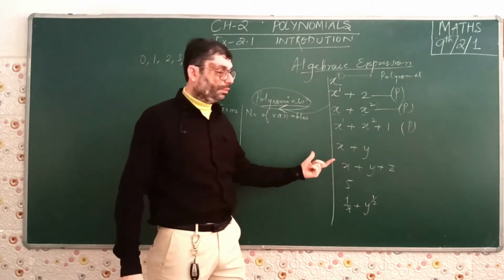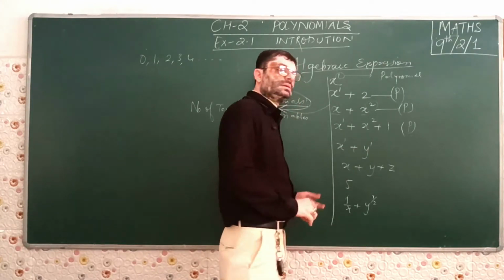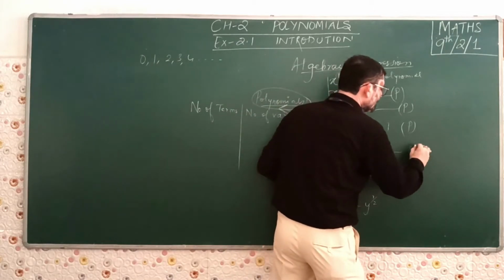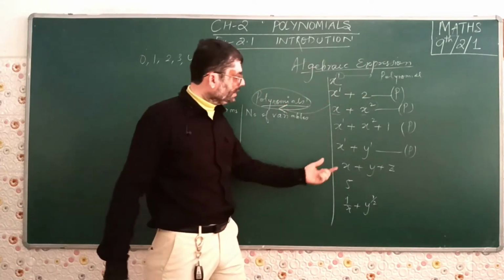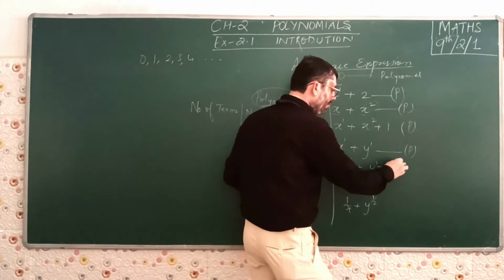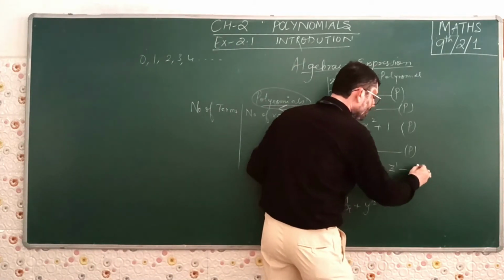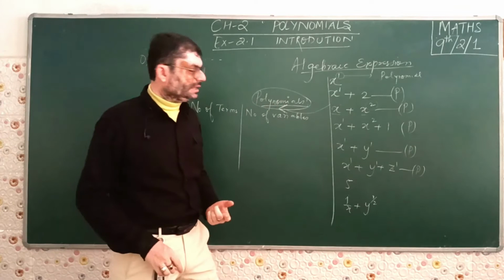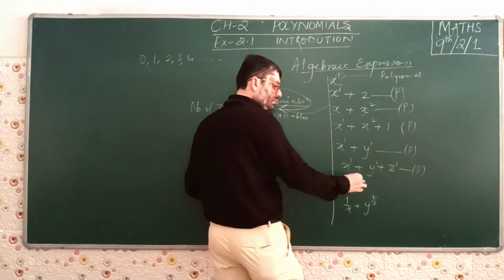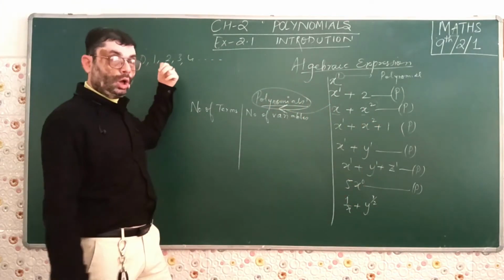This is a polynomial in two variables. The power of both the variables is 1 and both are whole numbers. So this can also be considered a polynomial. Here we have three variables and all three variables have power 1, and 1 is a whole number. So this is also a polynomial. Here, as I had told you, in terms of constants, the power is always 0. So this is also a polynomial because 0 is also a whole number.